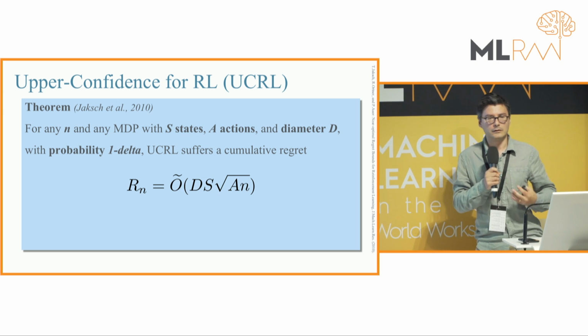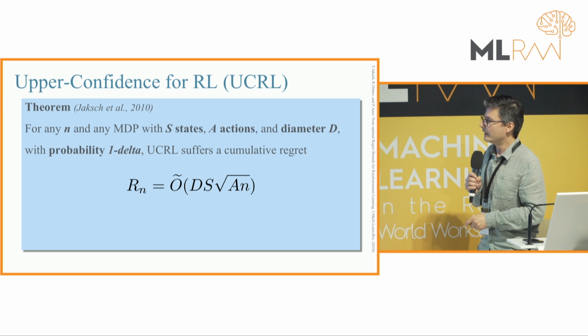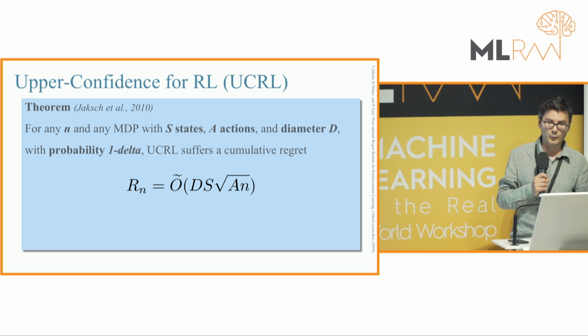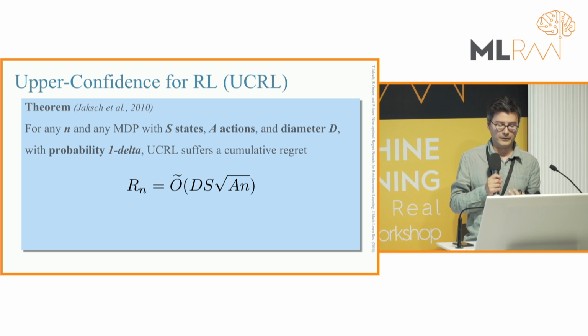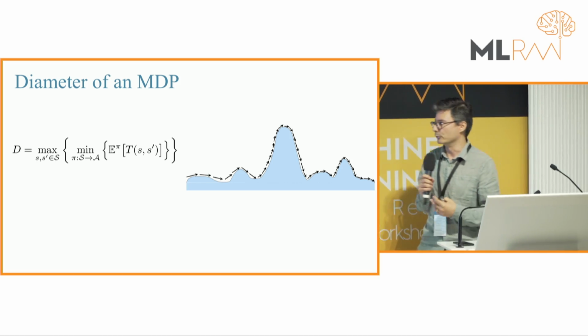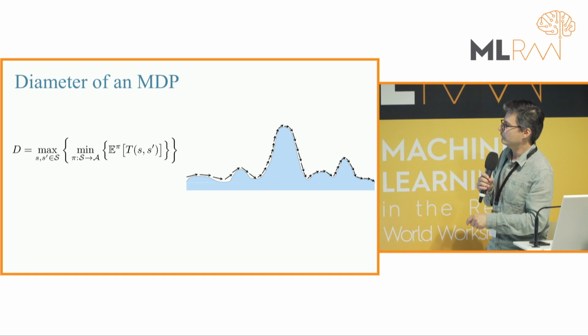But this, to some extent, we can expect, right? We have to learn more things the more states we have. The bad news is actually this D here, which I will define in a moment, which is the diameter of the MDP. So let me dig a little bit more into this and why it's a kind of non-intuitive limitation of this approach. So the diameter is, I will use the example in here.